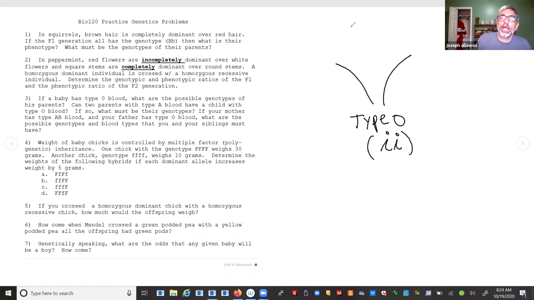And that means we can eliminate type AB altogether. Anyone with type AB blood cannot have a type O child, but we can't eliminate any of the other blood types. The parents could be I^A little i, or I^B little i, type A heterozygous or type B heterozygous, or they could be type O. So they can be any of these three genotypes and still produce an offspring that's type O. It's possible.